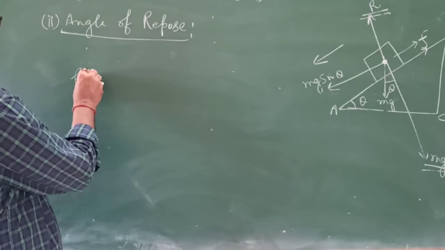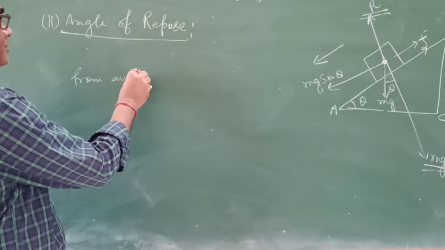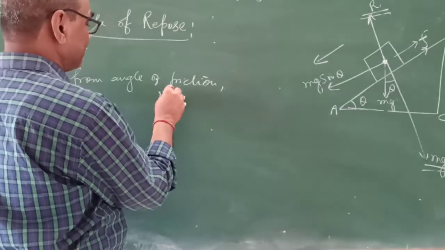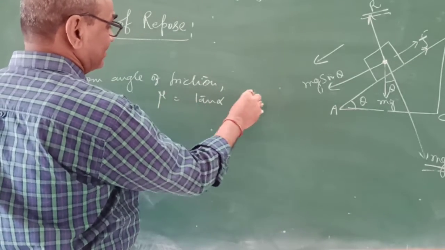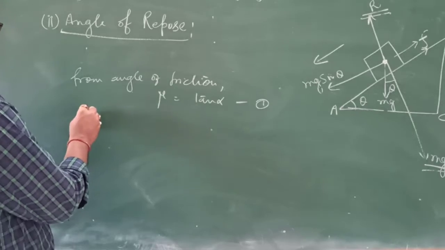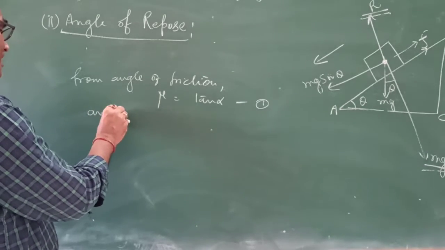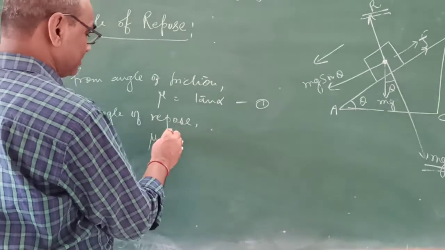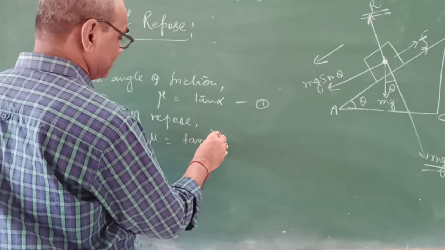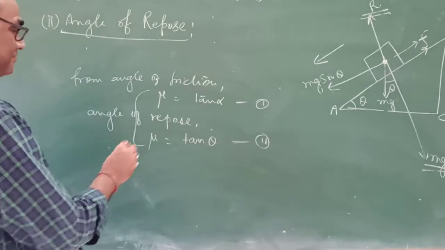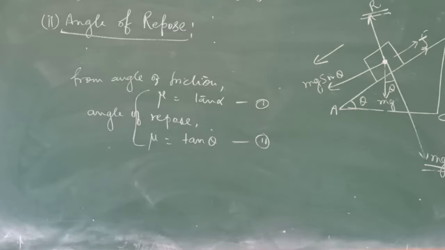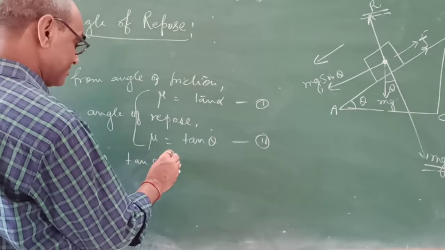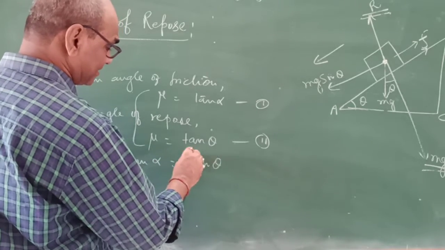From the angle of friction, mu is equal to tan alpha. I have just written it, equation number 1. Also, from the angle of repose, mu is equal to tan theta, equation number 2. You see this one: left hand sides are equal, so right hand sides are also equal. Therefore, tan alpha is equal to tan theta.